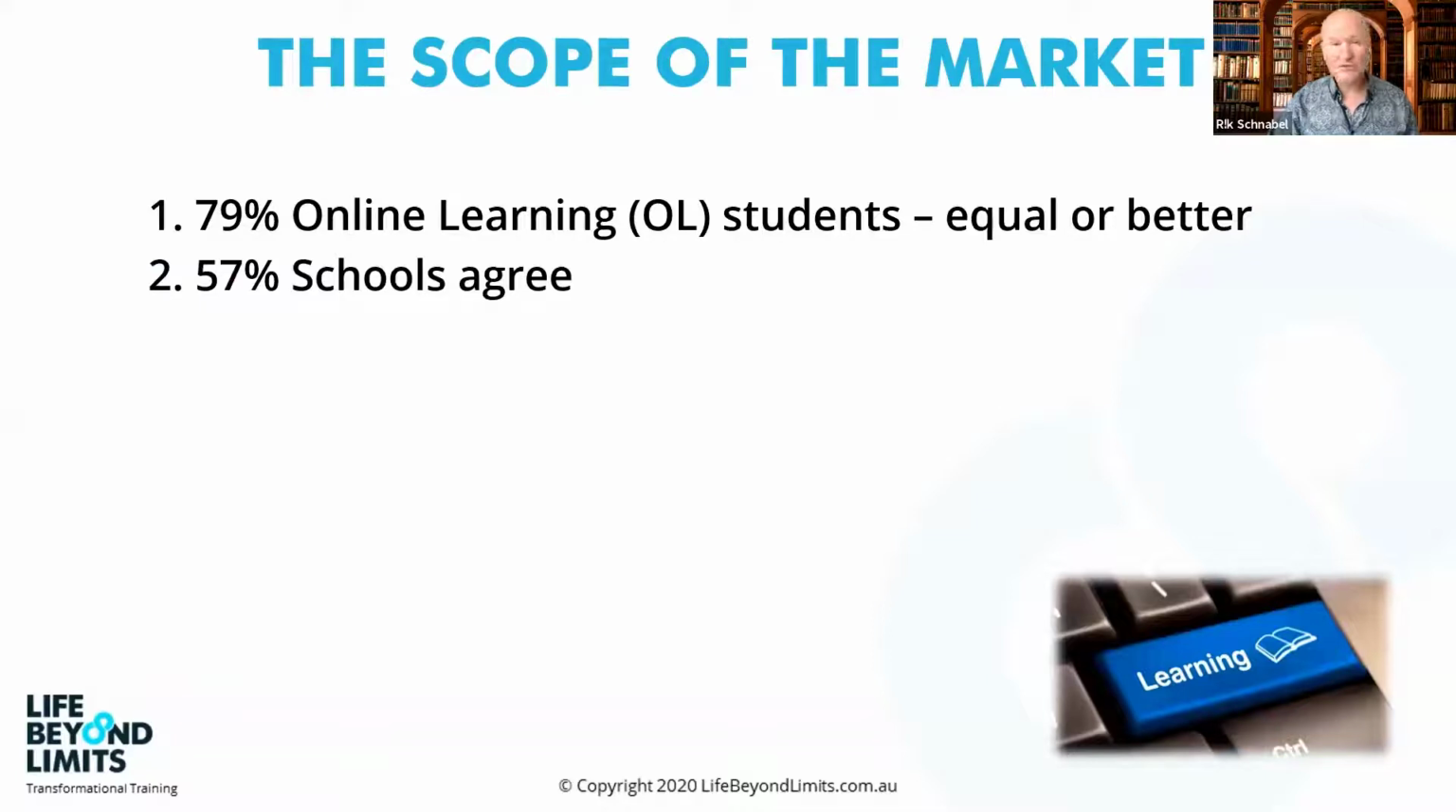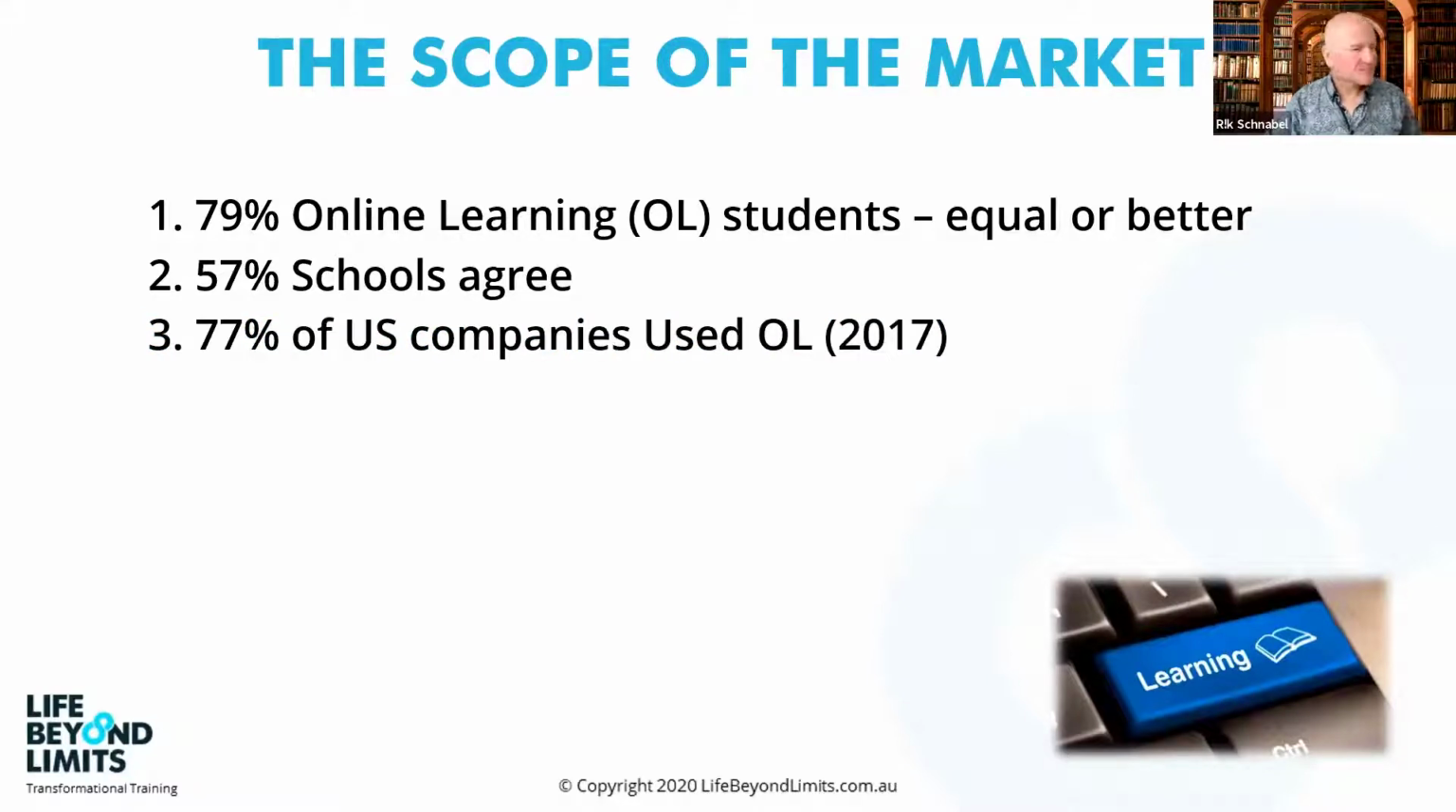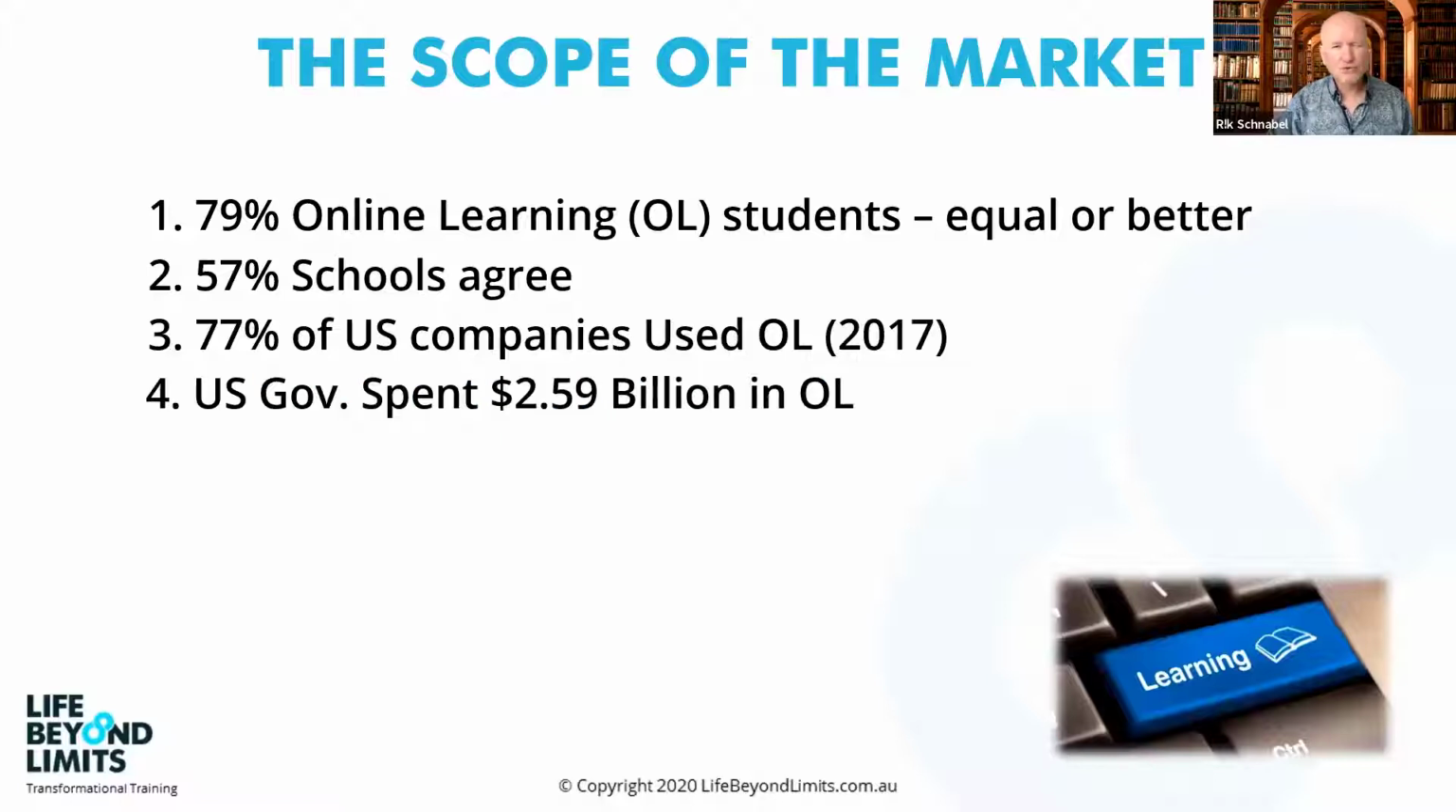57% of schools actually agree with that. And they'd be the people that you would think wouldn't agree with that, because of course they've got a vested interest in getting you into school. Of course, the game has certainly changed. 77% of US companies used online training in 2017. Of course, that number is increasing all the time. And the US government spent $2.59 billion on online learning.